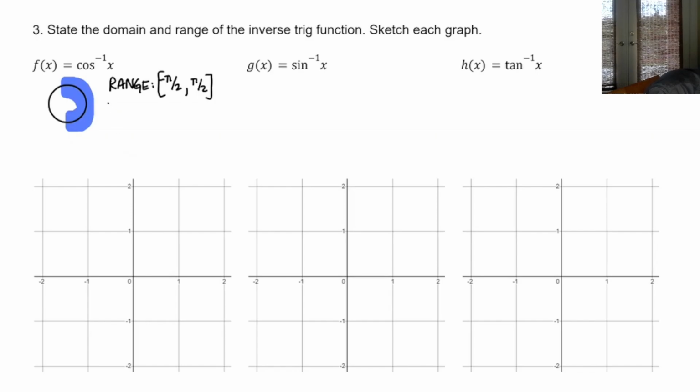Now the domain of inverse cosine is like, what can cosine equal? Because with inverse cosine, I know the ratio, I don't know the angle. So all of the values that cosine could be are between -1 and 1. On the unit circle, the farthest I can go to the left is -1, and the farthest I can go to the right is +1. So the domain will be -1 to 1.